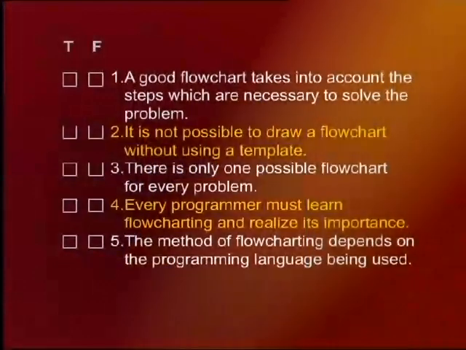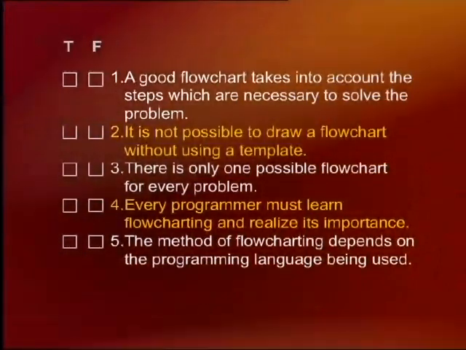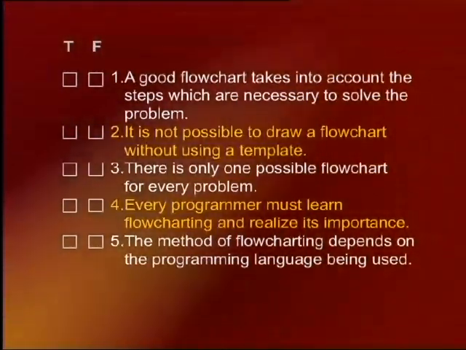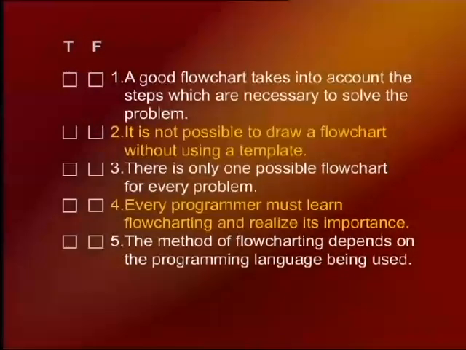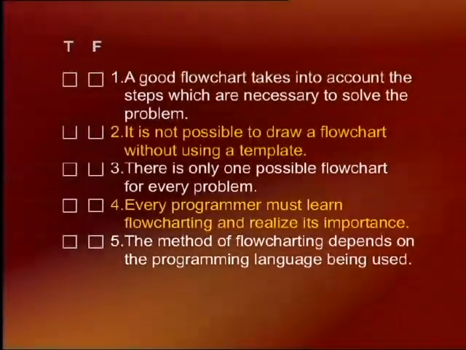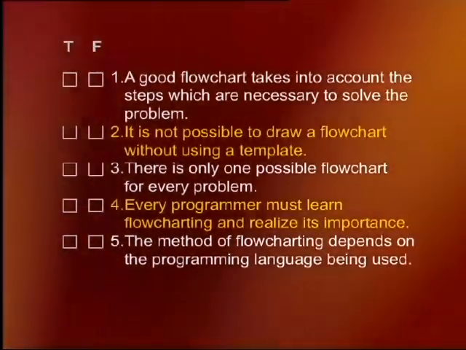Number 3, there is only one possible flow chart for every problem. Now, did the text say that? No, not at all. And how can we convert this into a true statement? We can do it by saying that there is more than one possible flow chart for every problem.